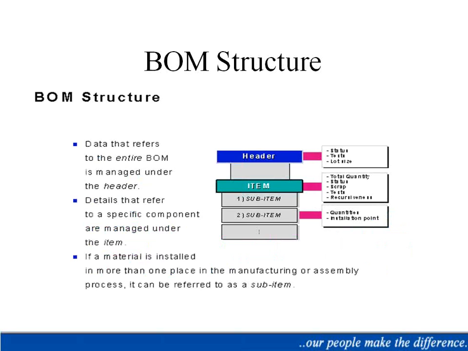Coming to the next: what a BOM structure is, what a BOM consists of. A BOM consists of the header, the item, and the sub-item. Header is nothing but the material that you are producing, right? Items are, as we have been discussing over the last few slides, the components required to produce that material. And there is one more parameter called the sub-item. Any idea on this sub-item, Chandra?